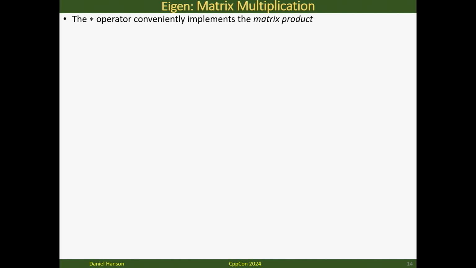Okay, so the star operator implements the matrix product. This is not element by element multiplication. If you need element by element multiplication, Eigen also has array types, and the default multiplication operator there is element by element. And again, in Rebo's talk, that's the type of object that he was using. But for us, we're going to concentrate on the matrix type.